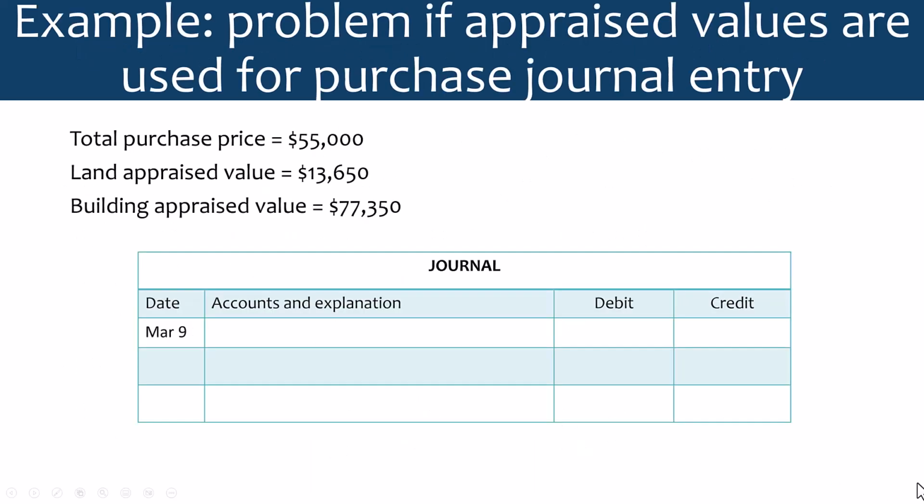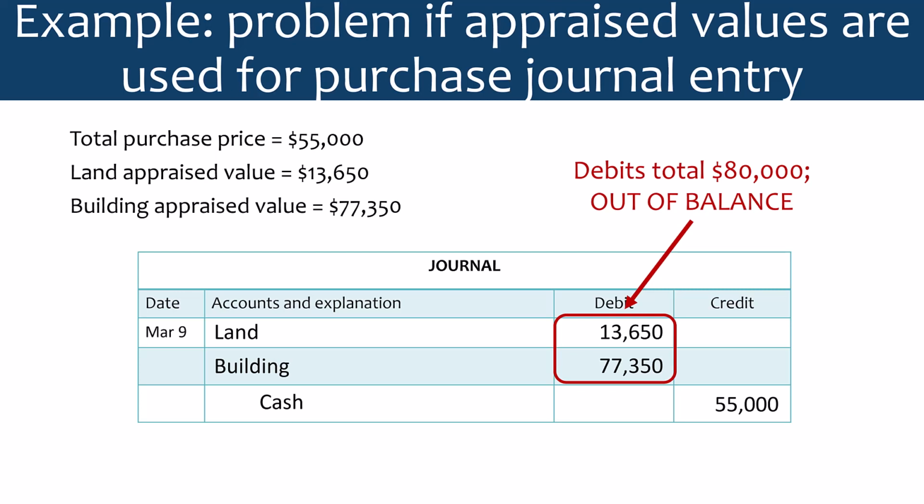So let's talk about what would happen if we use the appraised value for our journal entry. So on March 9th, when we purchase this, let's assume that we erroneously put the land in for $13,650 and the building for $77,350. So then we know we paid cash at $55,000, and that can't work because the debits total $80,000, the credit's $55,000. We will be out of balance, so we cannot use the appraised values for that journal entry.